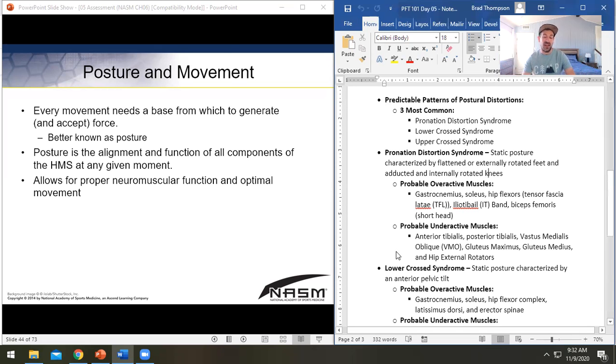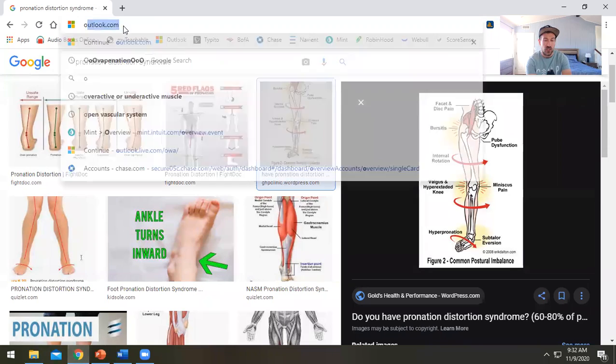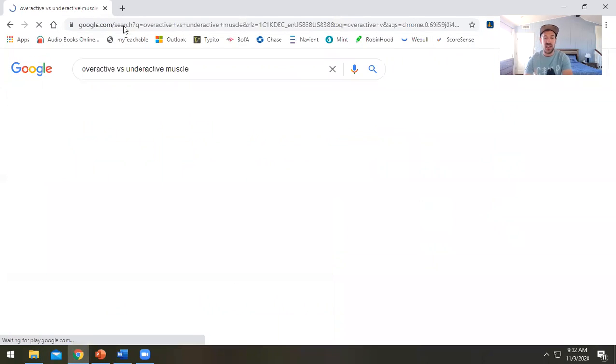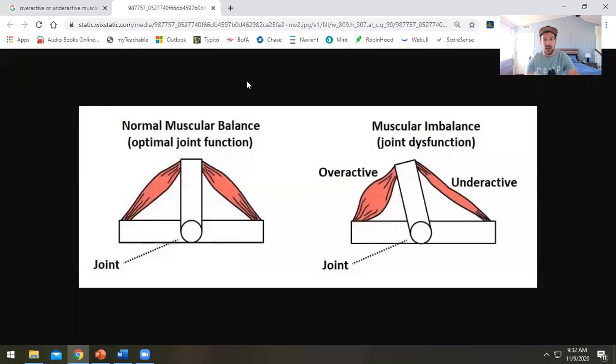So when we look at an overactive versus underactive muscle, you see a muscle imbalance. This is a muscle imbalance right here, right? You can see this muscle's pulling too much, this muscle's not pulling enough. Therefore, this joint is not sitting at the angle it's supposed to. This is altered posture. Right here, these are even, nice and balanced, right?